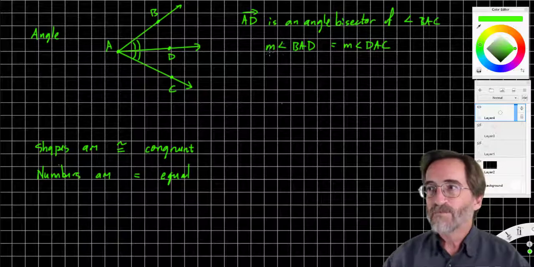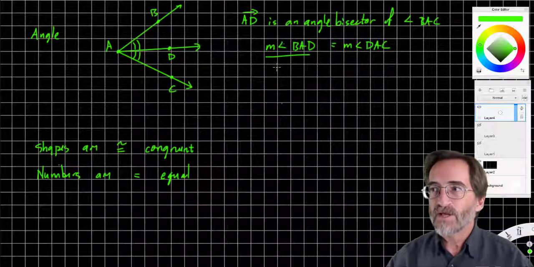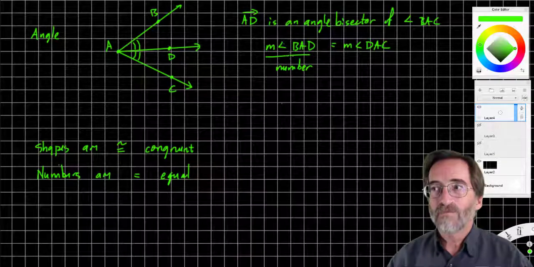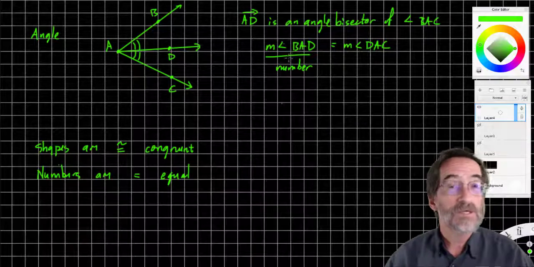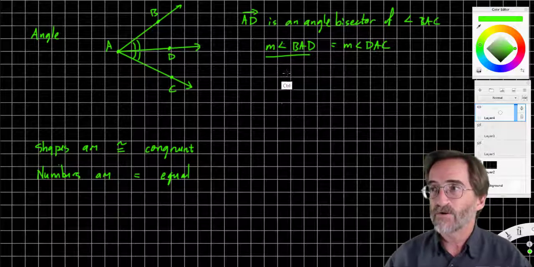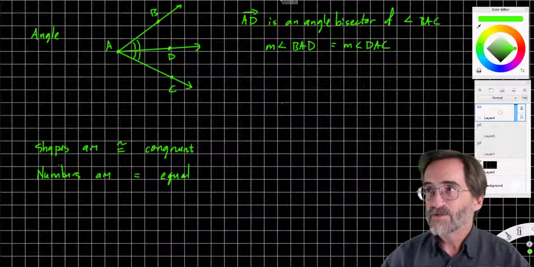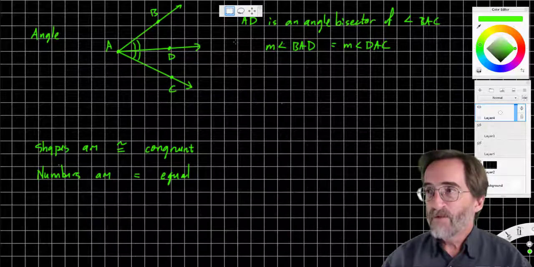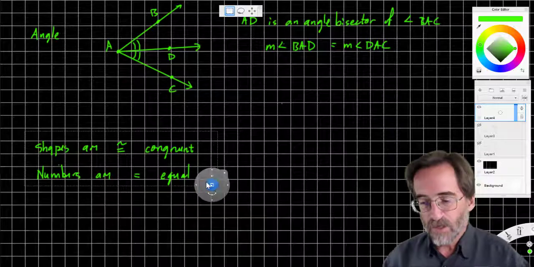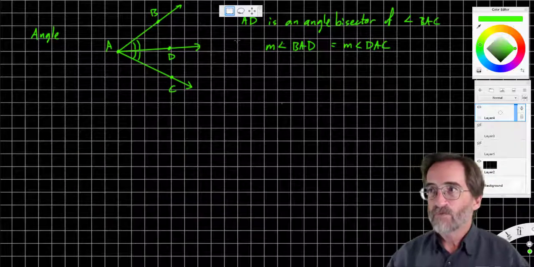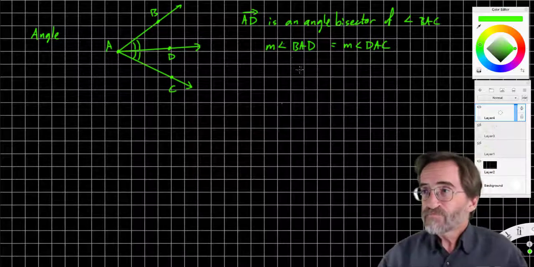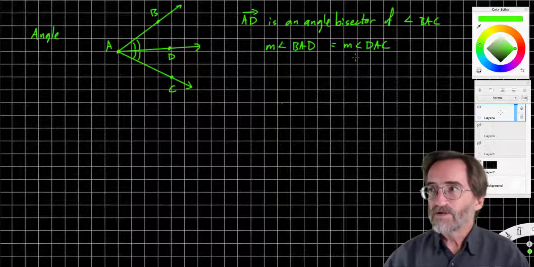When I say the measure of angle BAD, this is a number, because that M stands for the measure of 26 degrees or 36 degrees or 5 radians when you learn about other angle measures. Okay, so M stands for measure, which turns it into a number, and numbers can be equal. Shapes can't be equal. Shapes are congruent. So the measure of angle BAD equals the measure of angle DAC.